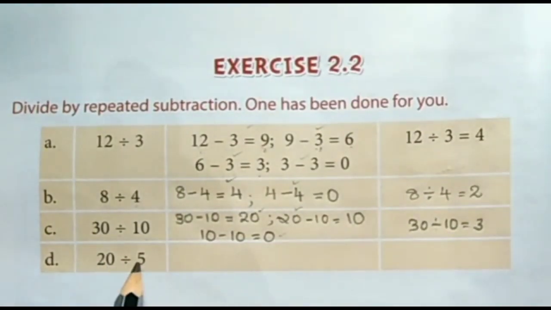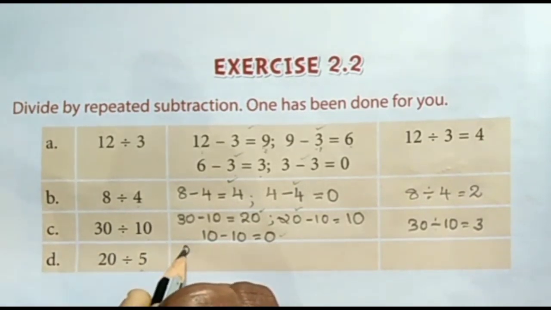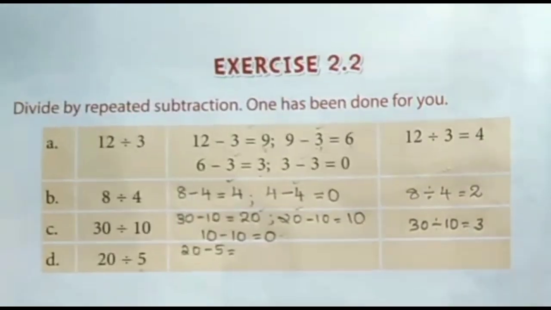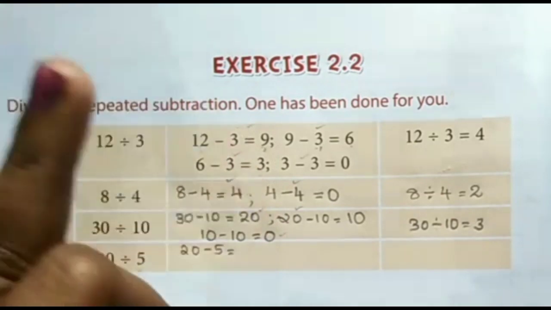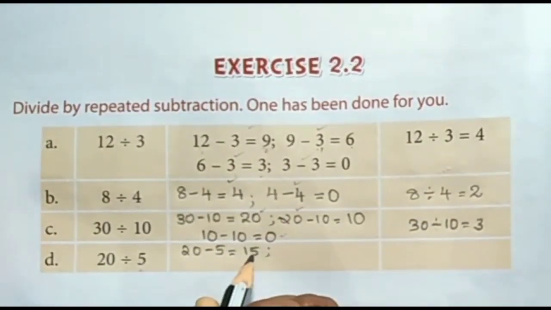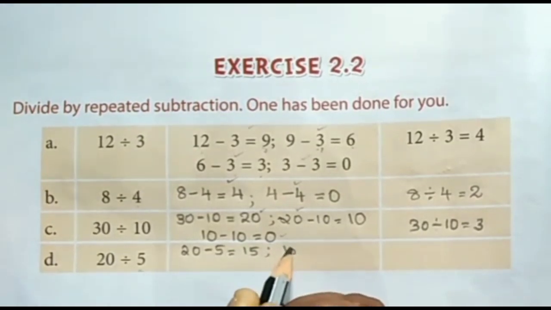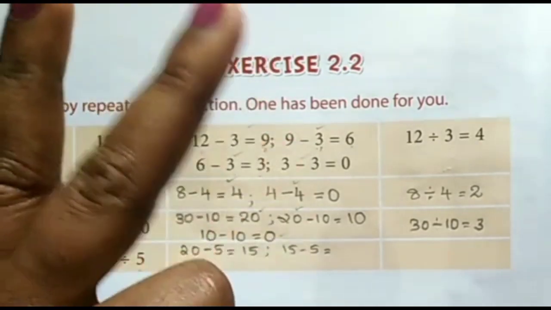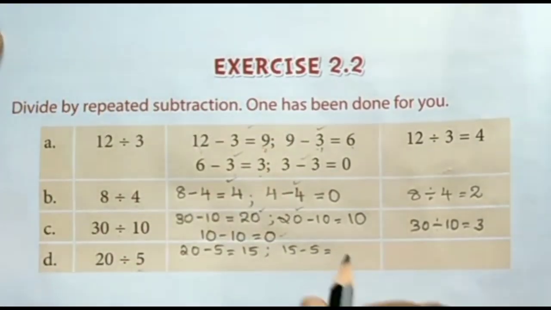Next question is 20 divided by 5. 20 divided by 5 means we have to subtract 5 from the number 20 repeatedly till we reach the number 0. So first we can subtract 20 minus 5. We know that 20 minus 5, 19, 18, 17, 16, 15. So the answer is 15. And from the number 15 we should subtract 5. 15 minus 5 equal to, yes, 14, 13, 12, 11, 10.